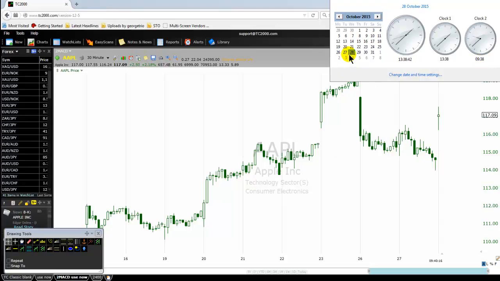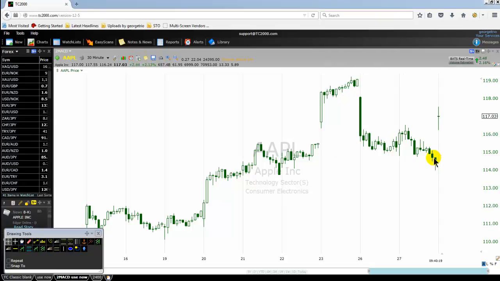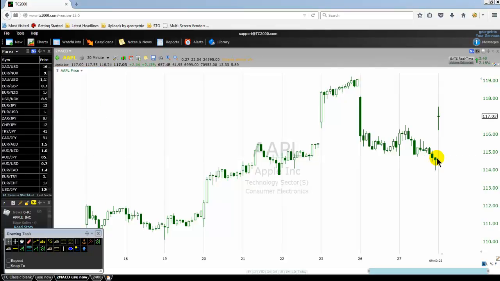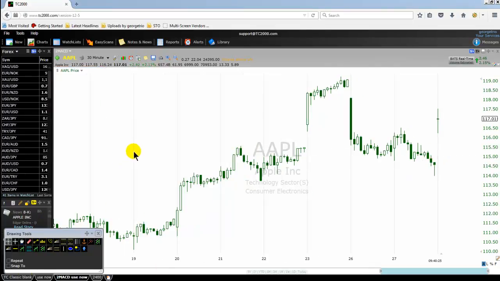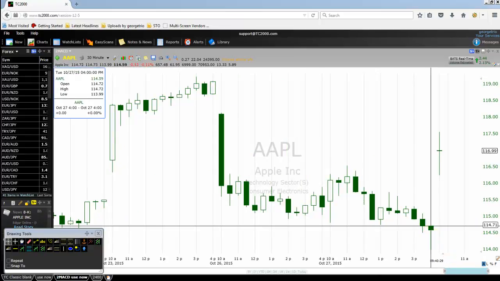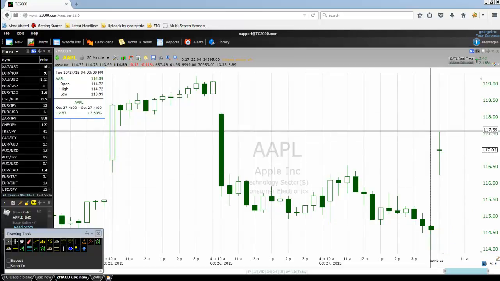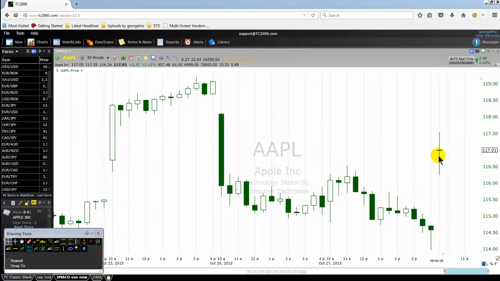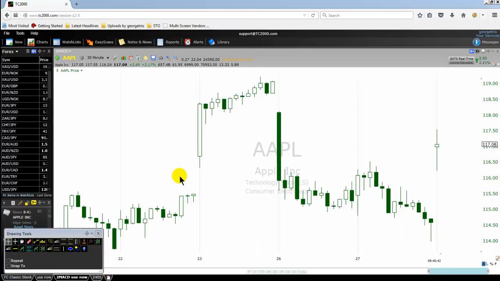So as of the 28th of October today, we can see that Apple stock gapped up. You see, it gapped up today. See here, there's a hole here. Are you seeing it? Here it is. It gapped up from the zone of 114.71 and rushed all the way up to 117.54, my friend. So there's a huge bullish gap.